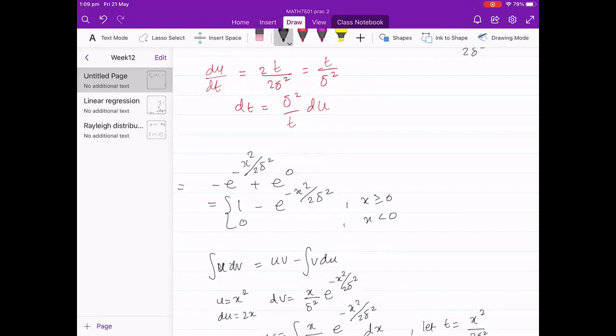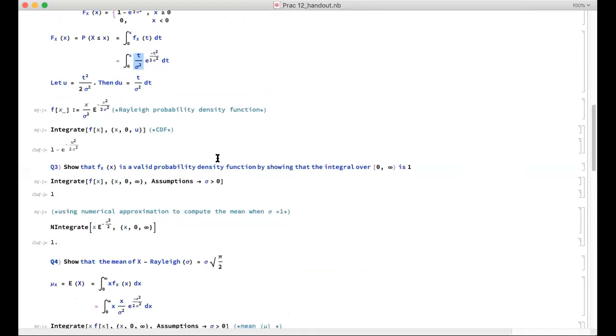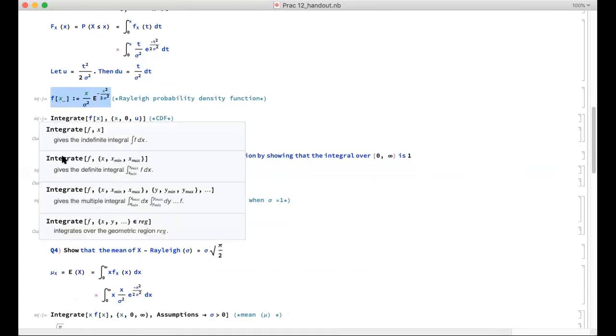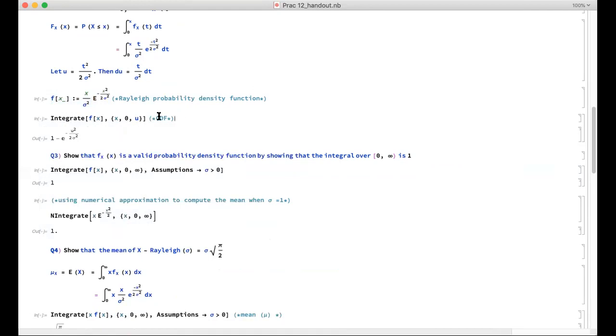And in the notebook, you can use Mathematica to find this integral exactly. I'll show you how to do that. Suppose f(x) is equal to the PDF given, and then you can use the Integrate function to compute the definite integral, or without the definite integral. So the CDF is given by 1 minus, because I've used u here, e to the power minus u squared over 2 sigma squared, which is what we wanted.